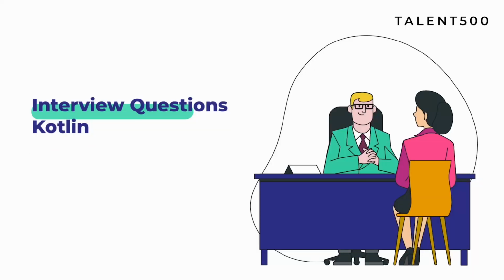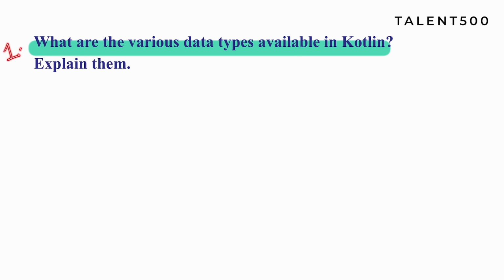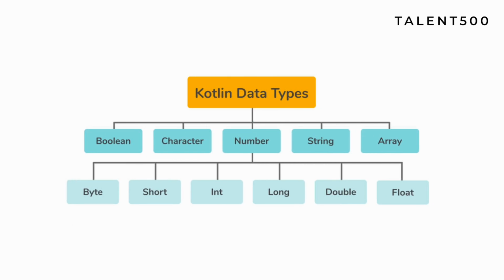Interview questions of Kotlin. So the very first question is, what are the various data types available in Kotlin? Explain them. This is a very significant and basic question which you must know, because in Kotlin you can't directly say int, string, float. These are obviously there, but the most significant types are the 5 types. Boolean is there, character, number, string, and array is the last, that is the 5th data type available.